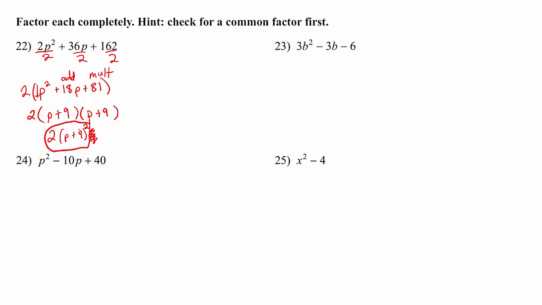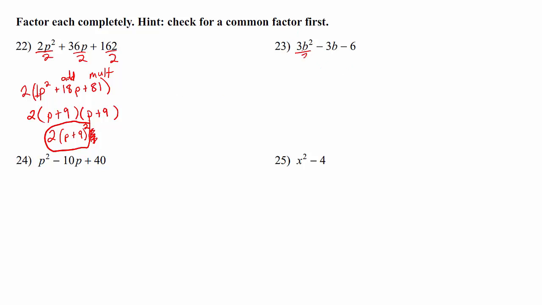So this was actually a special product, which I can recognize by saying that p squared has a square root and 81 has a square root, and 18p is double what those two things are multiplied together, like what we were talking about earlier. But you don't have to think of it like a special product if you just factor it.